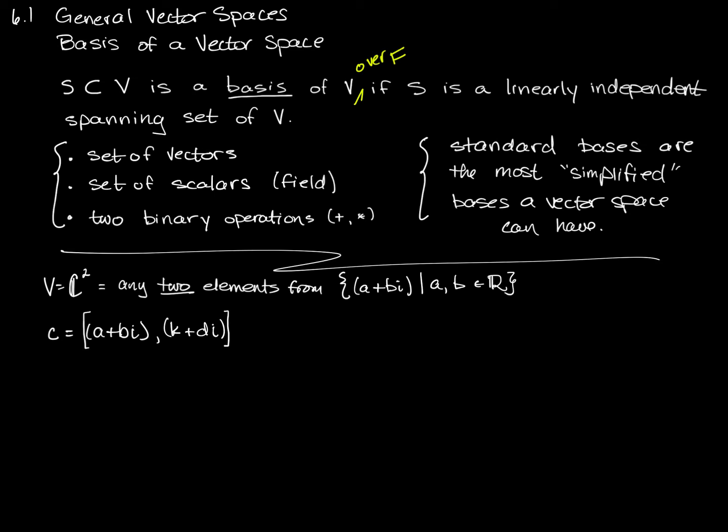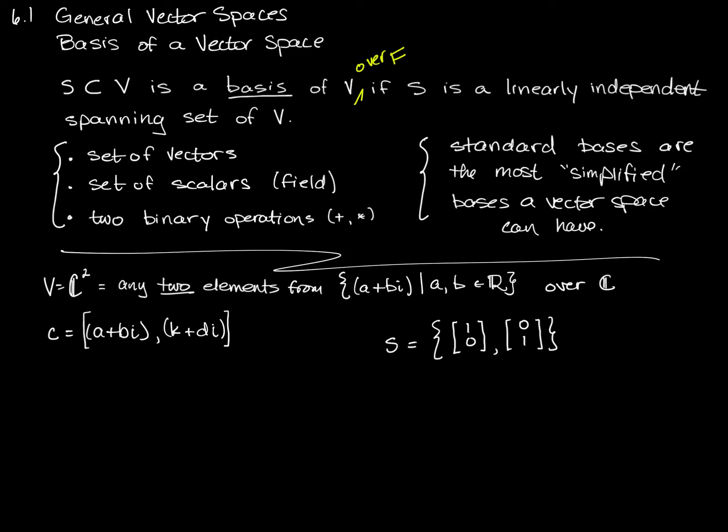Now I haven't specified a field here, so I'm going to do that now over the complex numbers. So C2 is my vector space. The complex numbers is my field. So this is where I'm going to take my scalars from. So when I write a standard basis for this vector space, I can write it like this. Let's call it S, and it's a set, it's a collection of vectors. So I'll write my two vectors, and then I'll fill them in. And they are 1, 0, 0, 1.